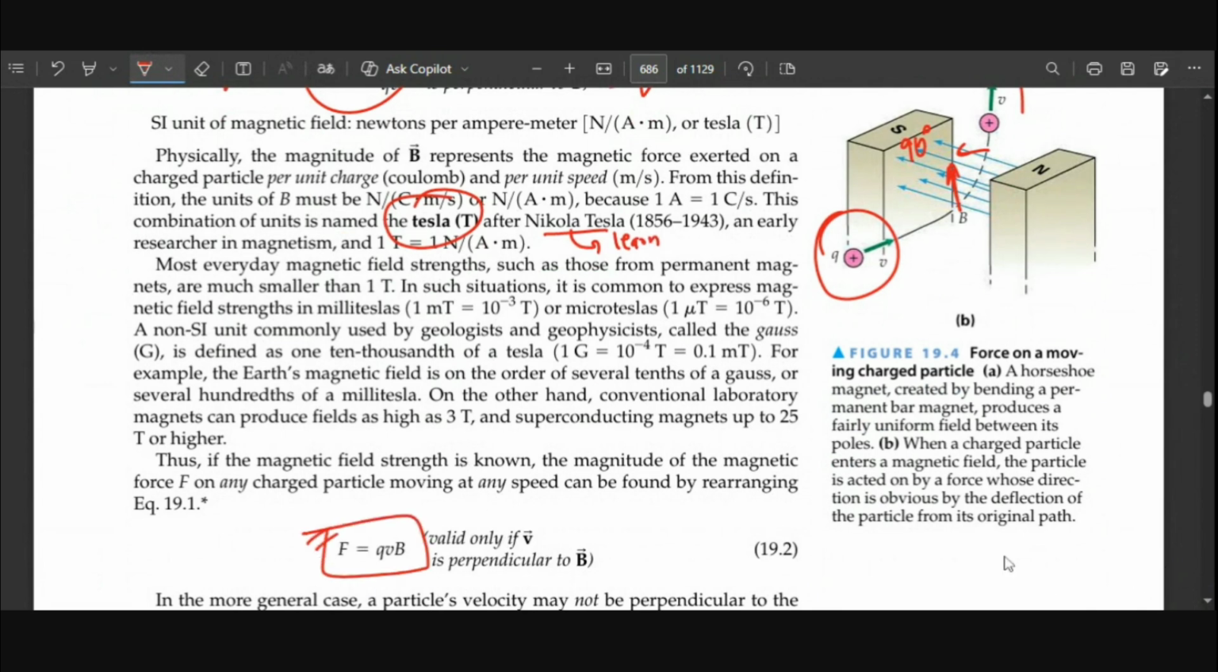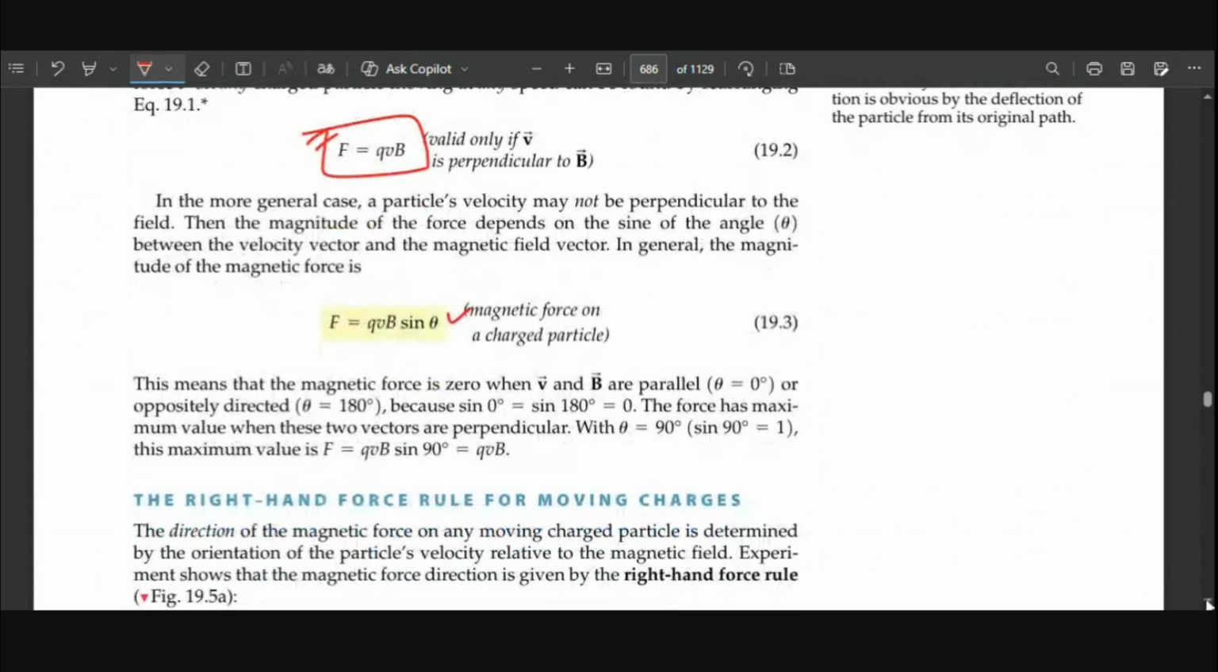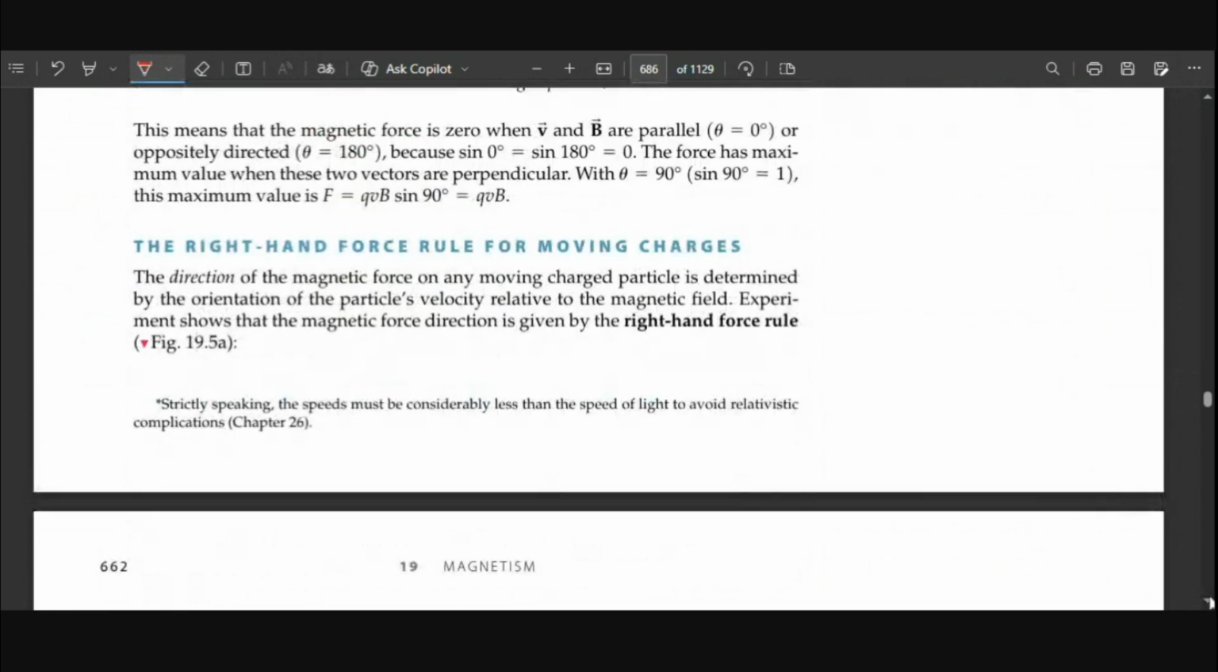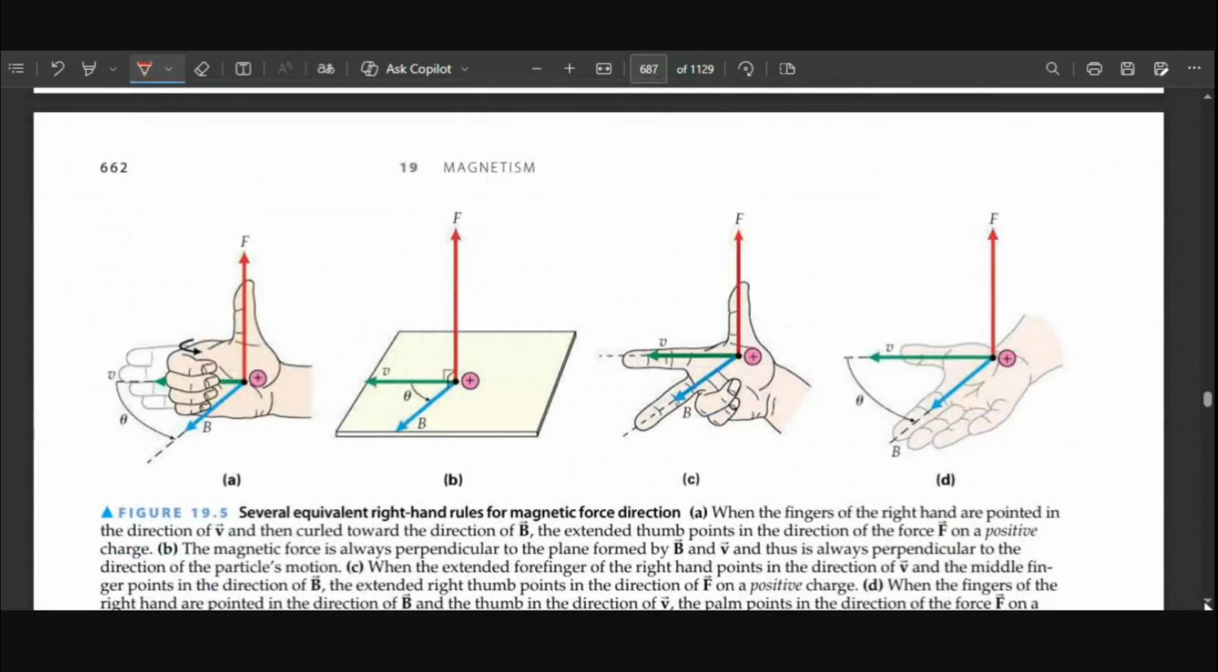So we got to know that force is nothing but QVB. We just try to remember that only. If there is an angle between the motion of the charged particle and the direction of the magnetic field, then whatever angle is there, we will multiply by that angle in terms of sine. The right hand rule is the rule which is used to find out the force acting on a moving charged particle. So again, these are the examples to show this.